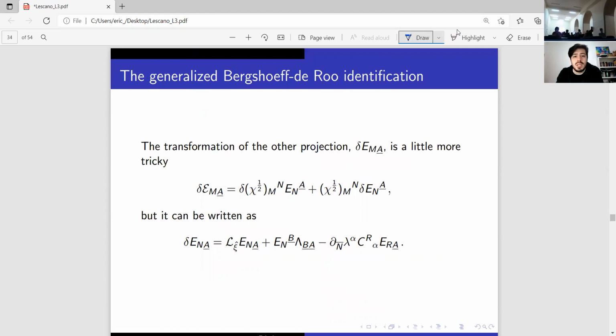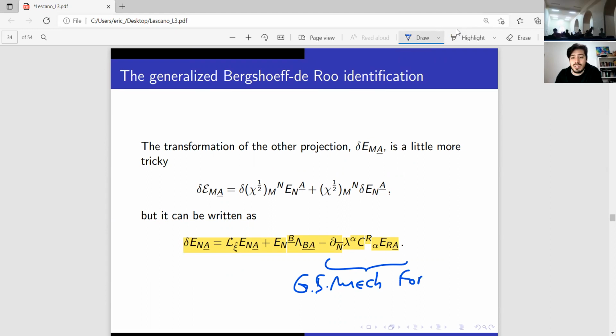So the transformation of the other projection is a little more tricky. You can read about this in my lecture notes, but the idea is that you can write this transformation in the sense of a Green-Schwarz mechanism. If you want, this is a kind of Green-Schwarz mechanism for a gauge transformation.